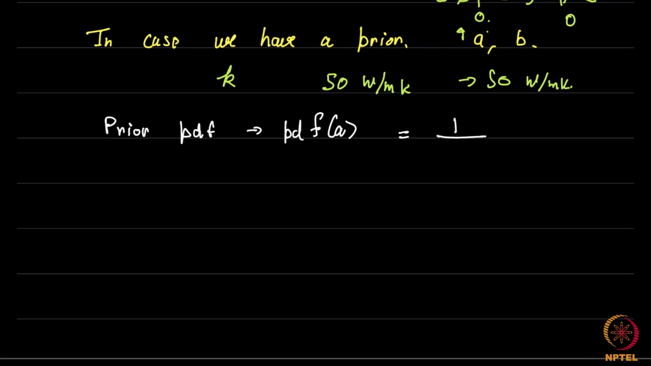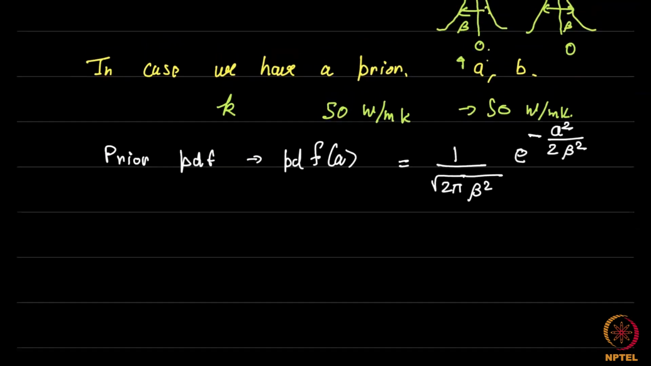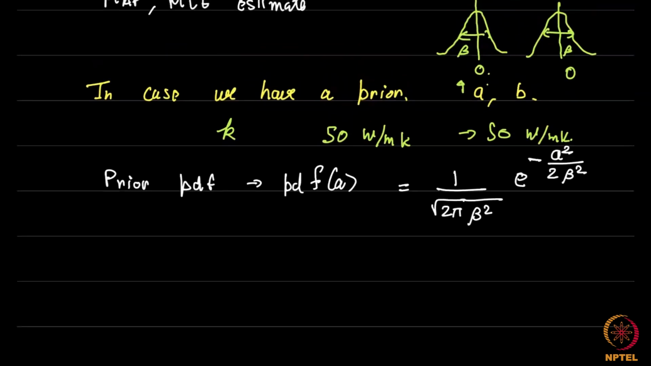is 1 by square root 2 pi beta square e to the power minus A square divided by 2 beta square. So this is the probability distribution function of A, because now A is a normal variable with mean 0 and standard deviation beta, or variance beta square.